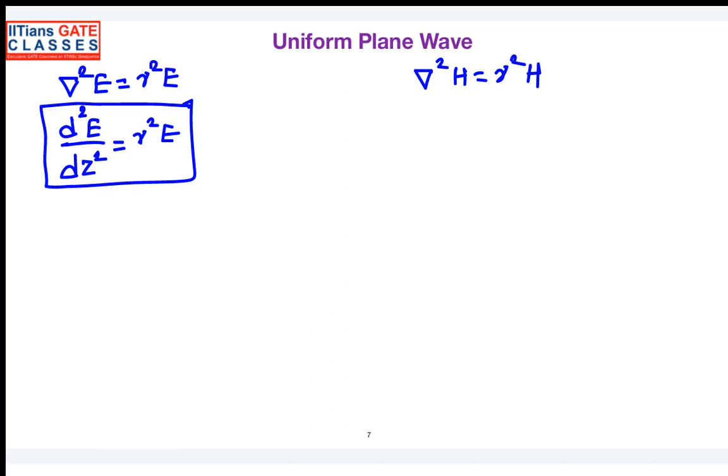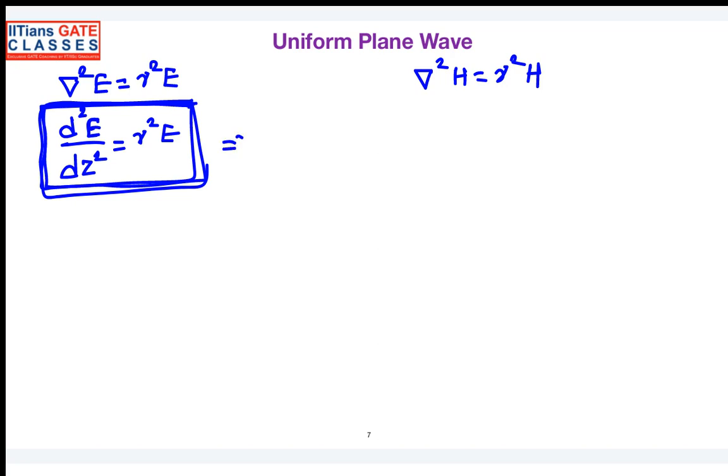You solve the differential equation and tell me the solution for electric field. And I hope in mathematics, the differential equations part is over. Isn't it? So you solve this differential equation and tell me the solution for the electric field. Then you will be able to do. So how to do that?